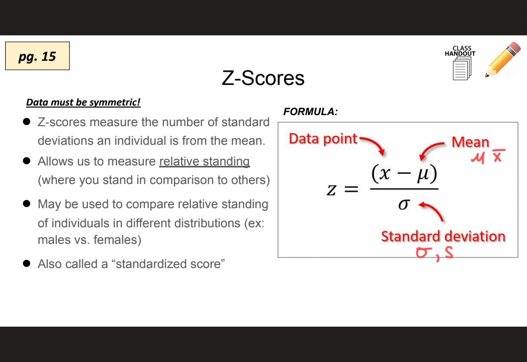One thing to note, and we'll talk more about this in the next unit, is that in order to use Z-scores, our data must be symmetric, and we'll talk more about why in the following lesson.